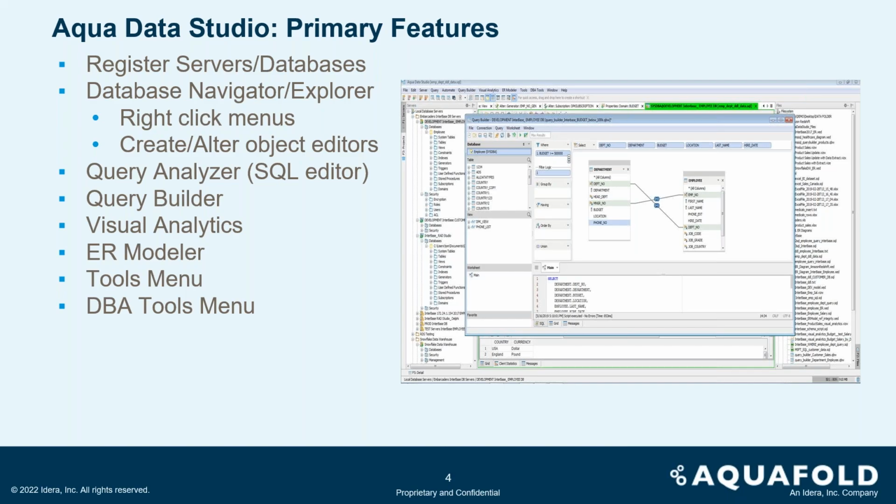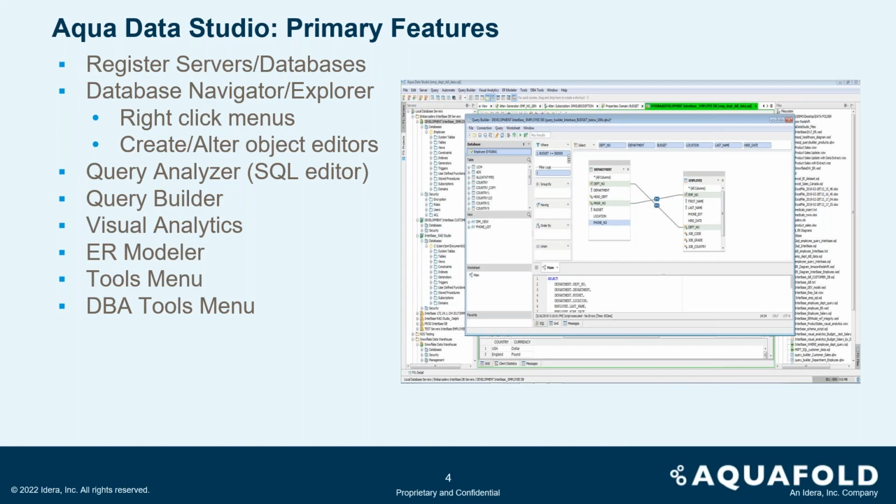If you need to do any backward compatibility or forward building of new environments, the ER modeler can help you with that. We do have the tools menu, which has import export data capability, compare schemas, compare data. There's generate test data capability in the tools menu. And if you're one of those developers that wears many hats and you actually have some DBA functionality, you can use the DBA tools menu to do some of the managing of those databases.